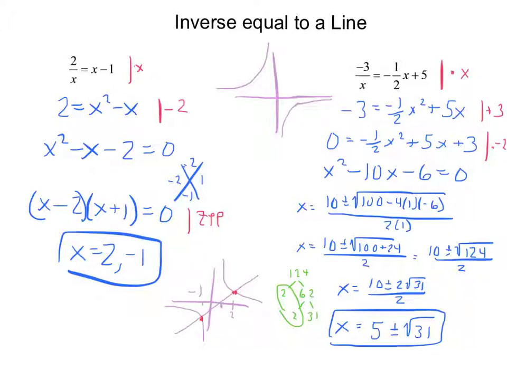Getting closer and closer. Okay, and then we got the -1/2 plus 5, so let's say that's the 5, and we're sloping down. So way back here, this is 5 minus root 31, and this one's going to be 5 plus root 31.